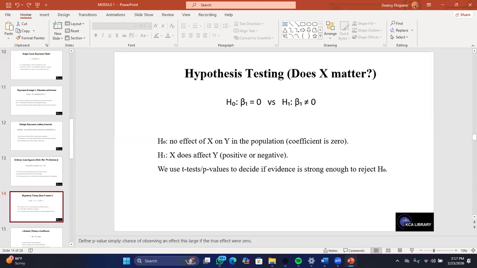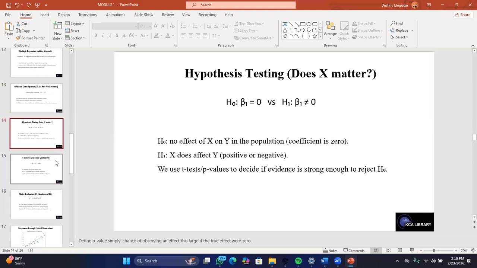We use the t-test or p-value to decide if the evidence is strong enough to either reject your null hypothesis, which is H0, or not reject it. That means you are embracing your alternate hypothesis.